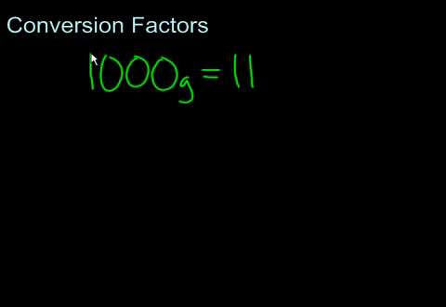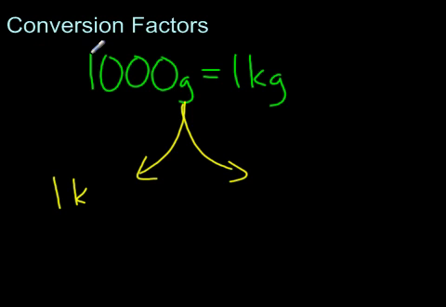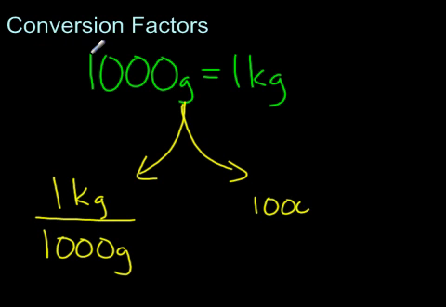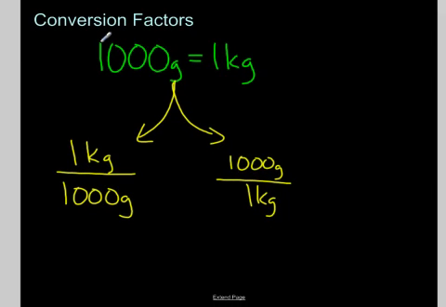And again, real briefly to show how this works, 1,000 grams equals 1 kilogram. We can split that up into 2 different things, and again, this is a very common one that we'll use a lot in class. So we can have 1 kilogram on top over 1,000 grams, or we could have 1,000 grams on top of 1 kilogram. Either way, it is entirely dependent on what the problem is.